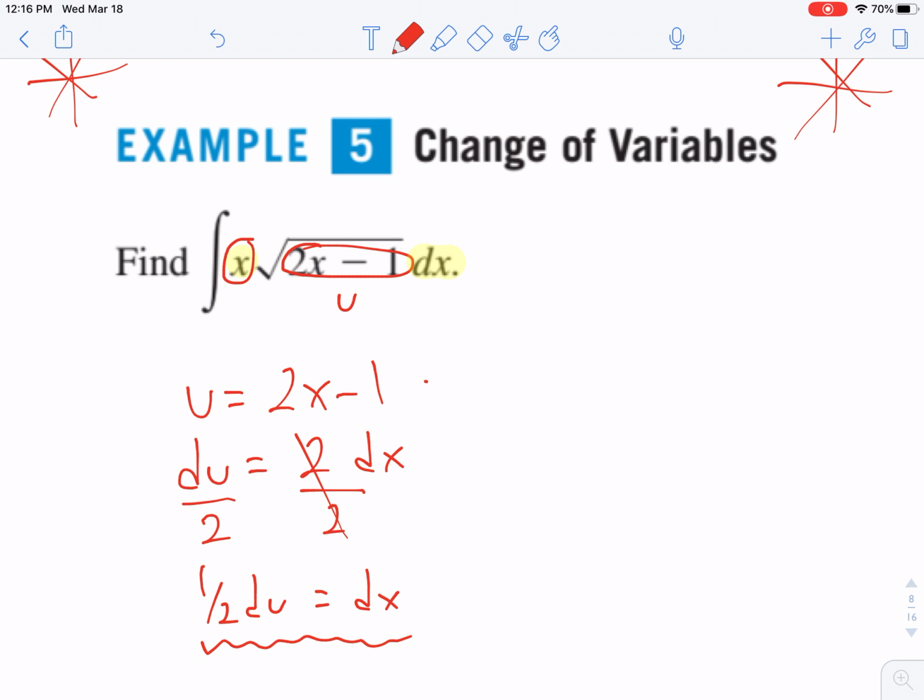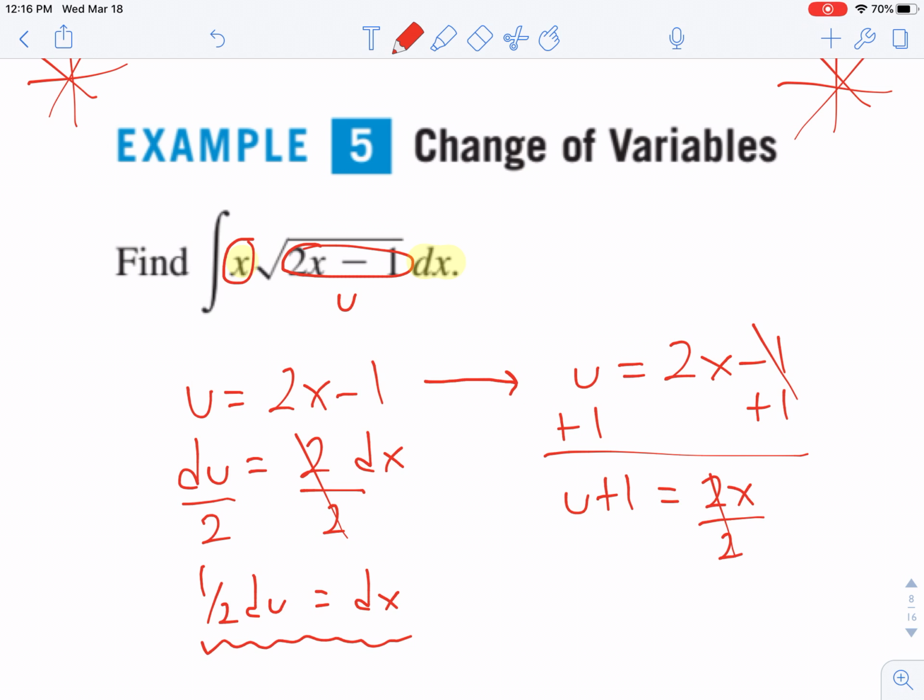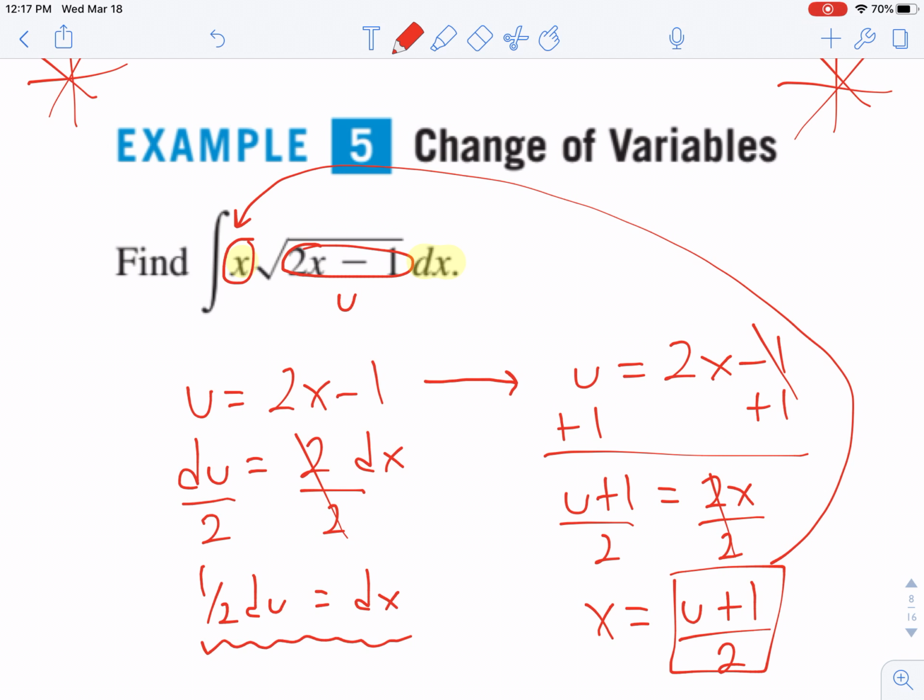But what we could do is take our original u expression and rewrite it so the x is solved for. So basically, u equals 2x minus 1. I'm going to solve for x in this. So u plus 1 equals 2x. And then I'm going to divide by 2. Now we have an expression for x in terms of u. This thing is now going to replace the x right there.